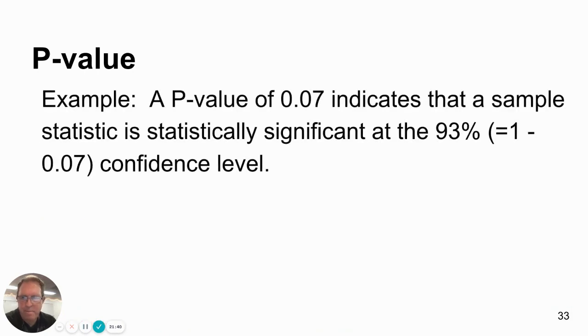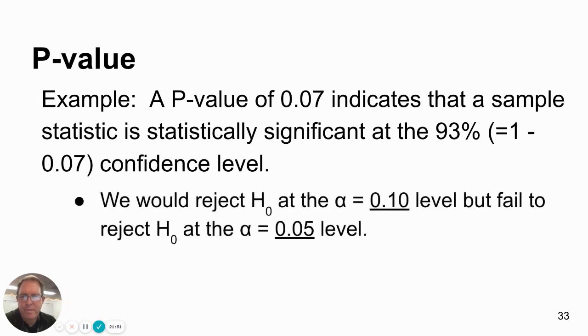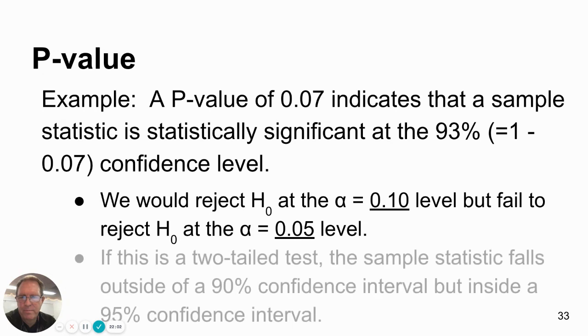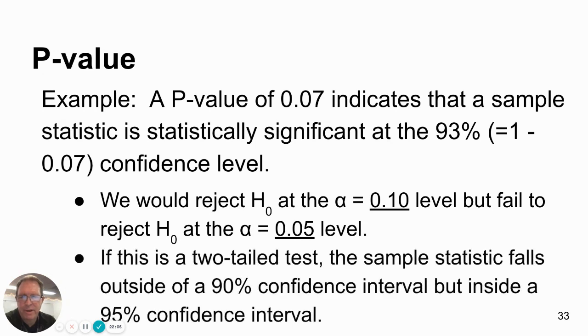Another example here, a p-value of 0.07 indicates that a sample statistic is statistically significant at the 93% confidence level. We would reject the null at the alpha equals 0.10 level, but fail to reject the null at the alpha equals 0.05 level. If this is a two-tailed test, the sample statistic falls outside the 90% confidence interval, but inside the 95% confidence interval.